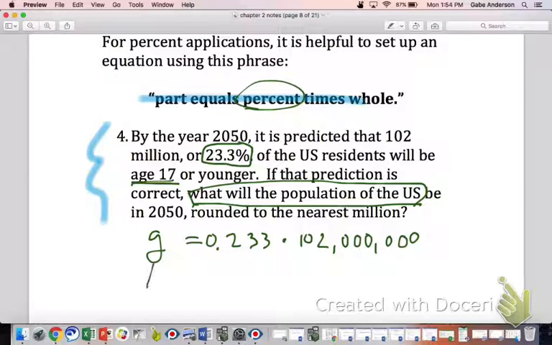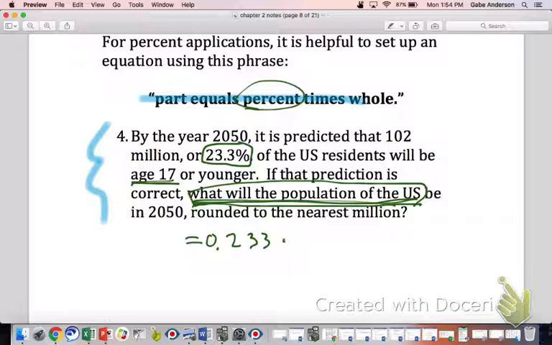but what we really need to do here is swap our variable with the 102 million, because it asks, what will the population of the U.S. be? So that's our unknown. Yeah. So what I'm going to do is rewrite that.